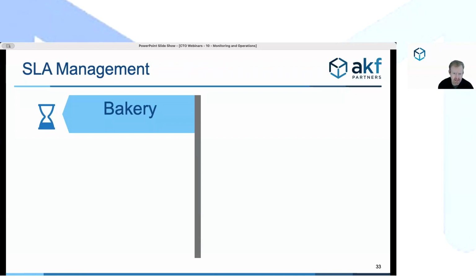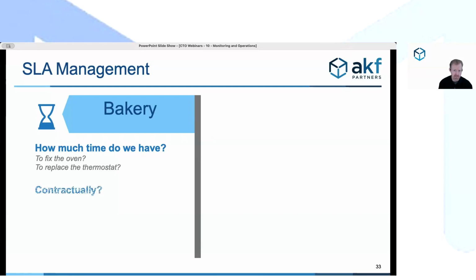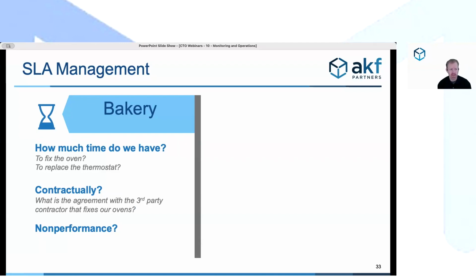All right. SLA management. In the bakery world, think of there being multiple levels of SLAs. How much time do we have to fix the oven, to replace the thermostat? Contractually, if we have a third party that's providing us that service, what is their agreement? And then what happens in the case of non-performance? If you're a bakery and you've outsourced this responsibility, you're probably going to care a lot about the time it takes for this contractor to do that. If these are employees, you should still probably think the same way, but a lot of us don't think that way. But you should have those same performance guarantees.